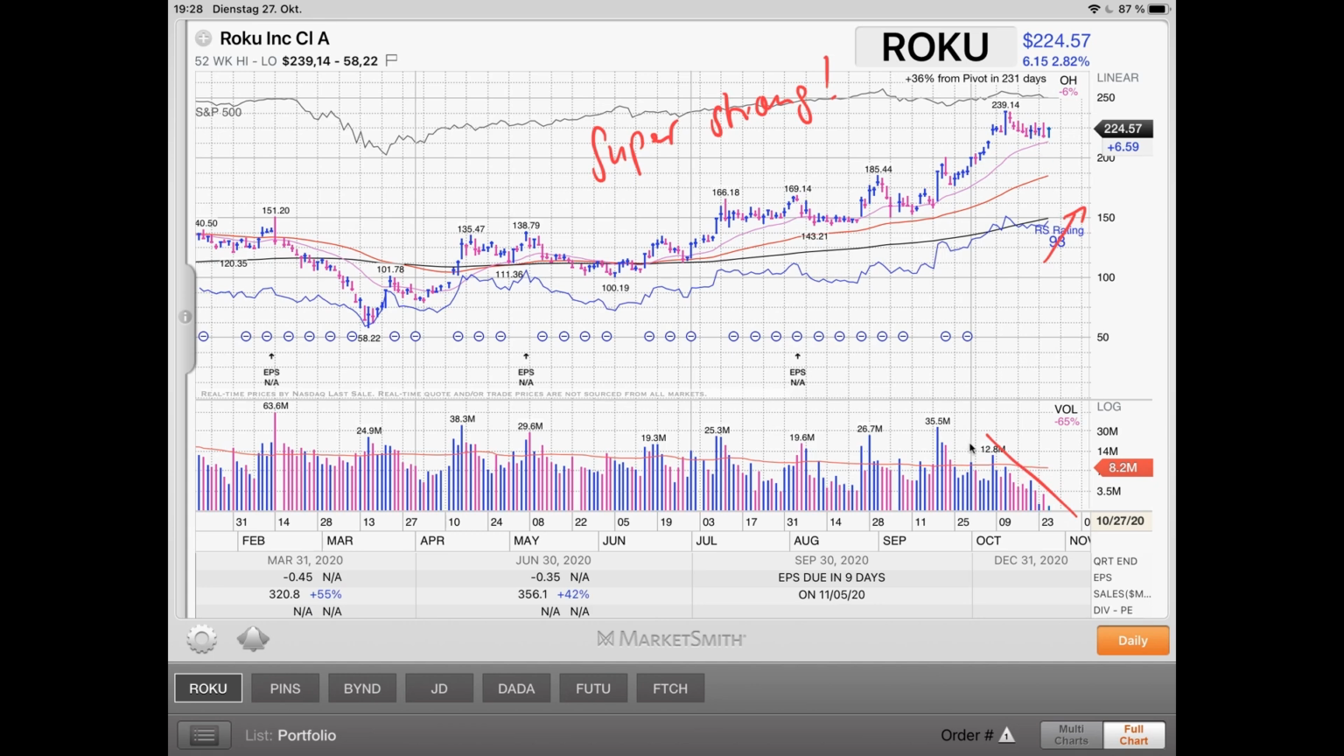And you can see that the volume dropped extremely, or dried up extremely. And that was another good sign, because if a stock is going sideways, you always want to see some decrease in volume, which gives you the hint that there is not so much selling in the stock.